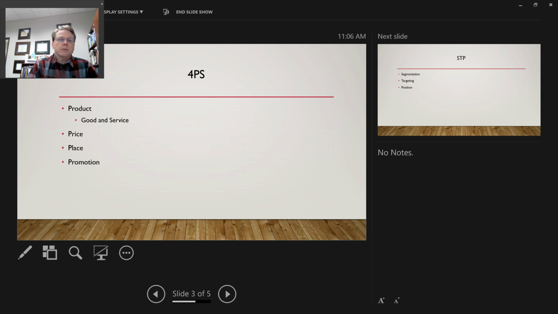The 4 P's. The 4 P's are product, which is both good and service, or it could be just a service. It's very difficult to find something that's just a good, but something could be just a service. For example, getting your hair cut is just a service. If they use no product on your hair, if all they do is sit down like at the old-time barbershop and they just cut your hair and you go, that's a pure service.